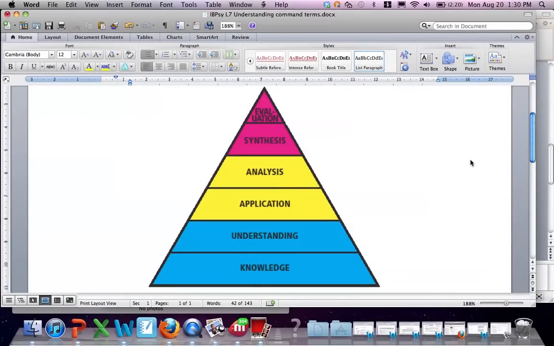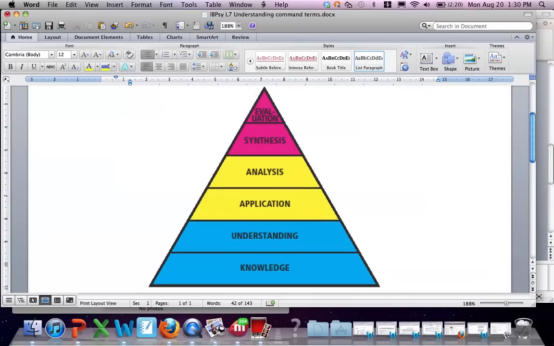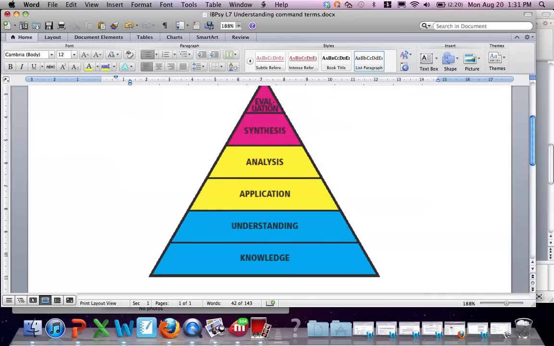If we have a quick look at this, it's called Bloom's taxonomy. We will study it, and it goes through all the different skills that you need to study anything, but in psychology they are very important because the command terms are completely based on this taxonomy. So if you want to do well in your exam, you need to understand this pyramid. In paper 1, section A, you're not asked to do this. You're only asked to do mainly this and a little bit of this, okay? So we are talking about what we call lower level skills and mid-level skills. Doesn't mean they're not as important. You're just not doing this, okay? We'll come back to this in a minute.